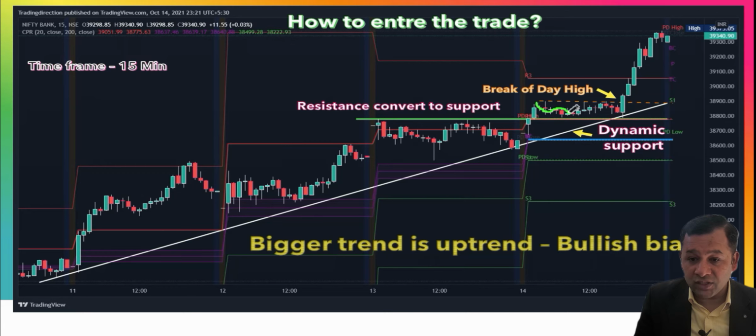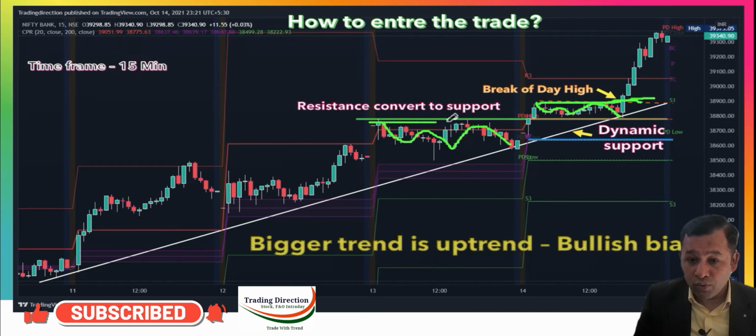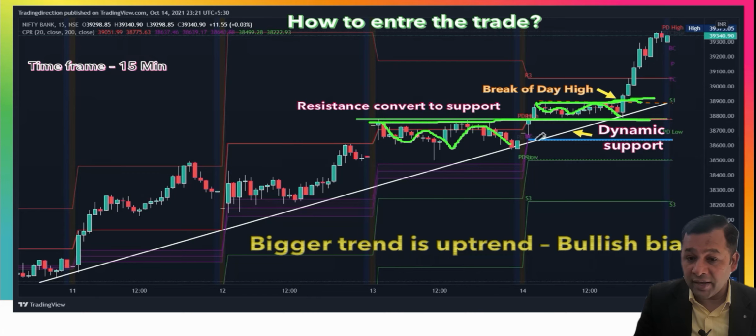This range it has formed, and this range breakout or the day high breakout, and this previous day high and this resistance will become very strong support. On that day the narrow CPR is there and the CPR is the rising CPR. So this breakout is very effective for booking your profits.